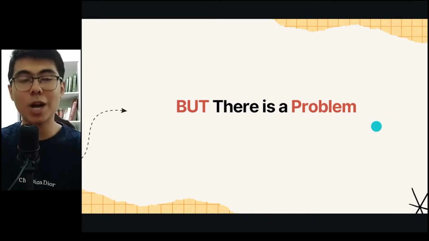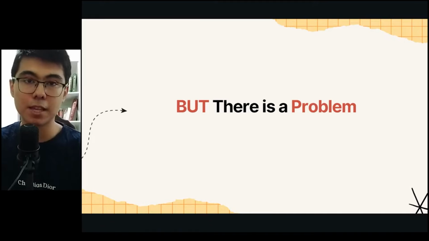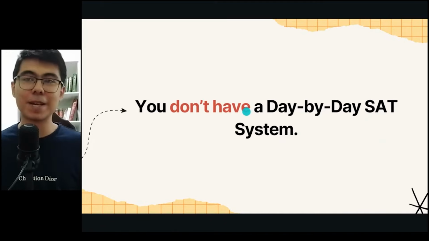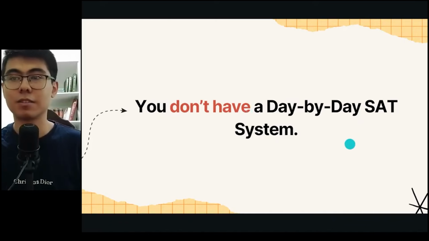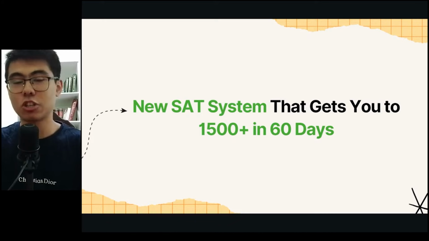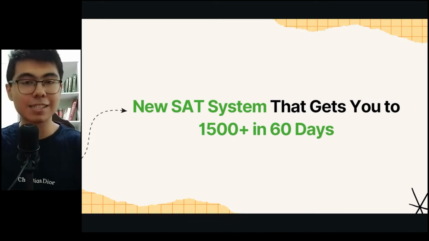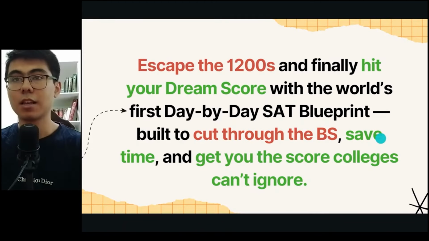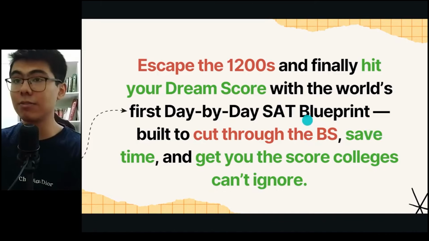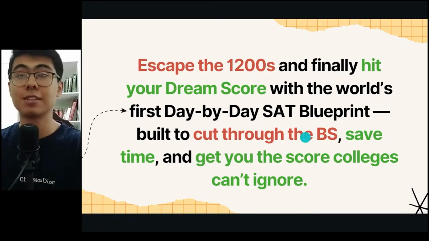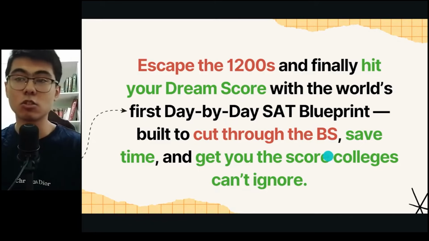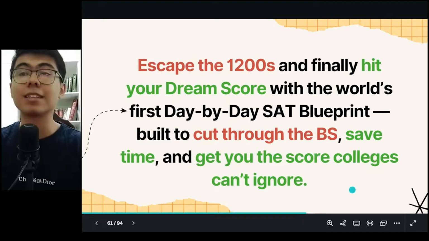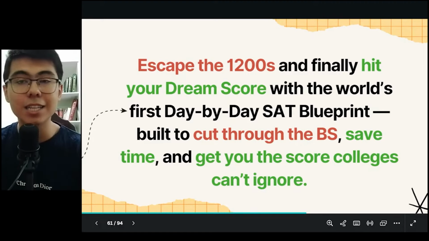But there is one big problem. And that is, you don't actually have a day-by-day SAT system right now. Well, I'm gonna show you a new SAT system that can get you to 1500 plus in 60 days, so that you can finally escape 1200s and finally hit your dream score with the world's first day-by-day SAT blueprint. And this blueprint is built to cut through the BS, save you time, and get you the score colleges cannot ignore.